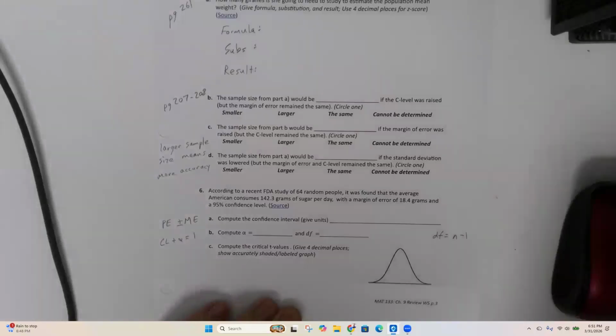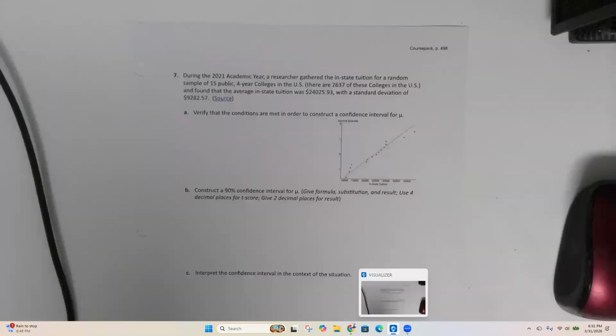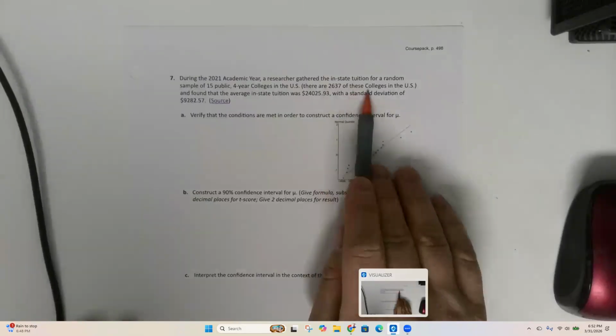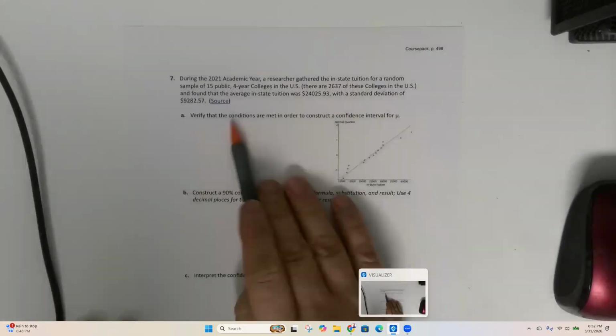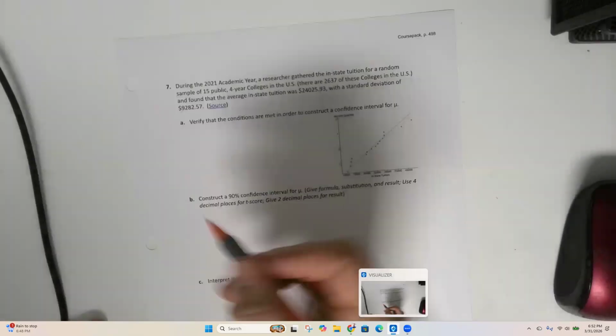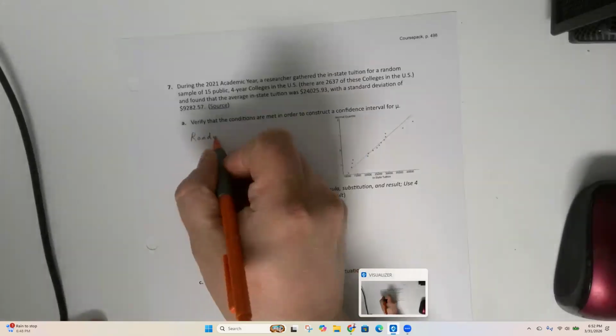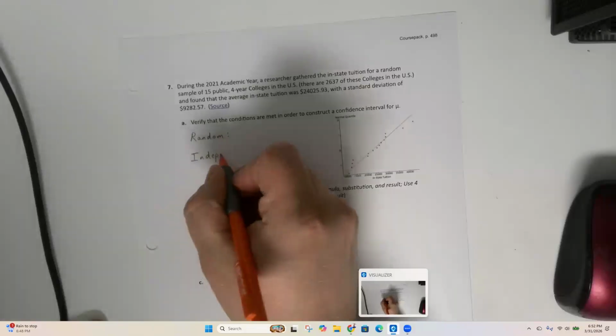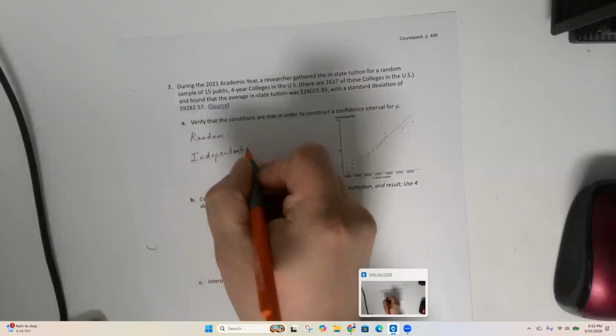Next page. 498. During the 2021 academic year, a researcher gathered the in-state tuition for a random sample of 15 public four-year colleges in the U.S. There are 2,637 four-year colleges in the U.S. Found that the average in-state tuition was this, standard deviation. Verify the conditions are met. So we need to make sure that our sample is random, that it's independent, and normal.